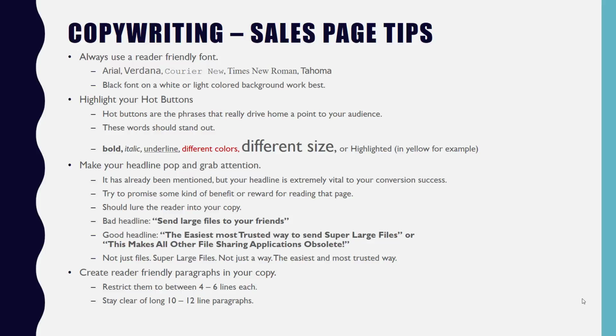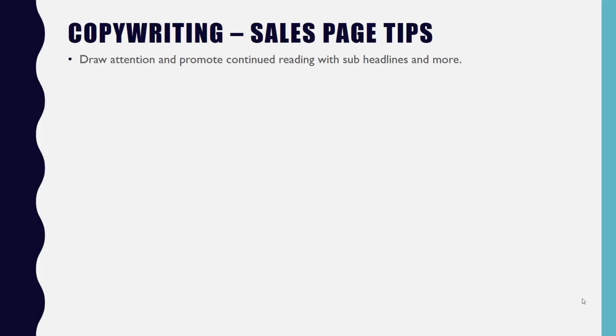So stay clear of long 10 to 12 line paragraphs. Vary the length of your paragraphs as you go through the process. Draw attention and promote continued reading with subheadlines and more. Subheadlines typically are bolded or a different color, so a subheadline could go right below your main headline and give people another benefit for why they should read your copy.